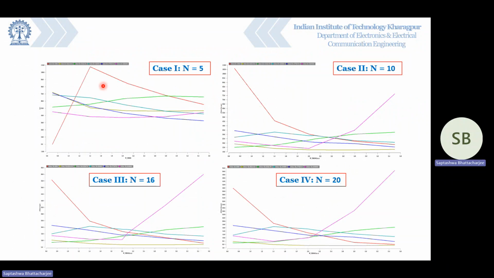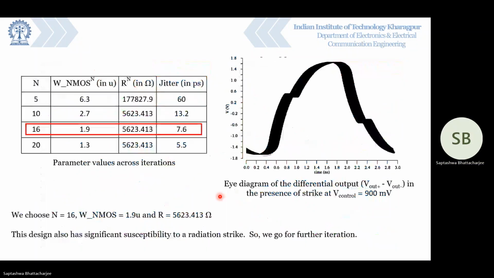So this is a plot of jitter versus WNMOS for different values of R for different values of N. We have taken 4 different values of N: 5, 10, 16, and 20. And this is the table where each entry shows the combination of WNMOS and R for which jitter is minimum for a given value of N. So we have chosen N equal to 16, WNMOS 1.9, and R to be roughly 5.6 kilo ohm, for which the jitter is 7.6 picosecond, that is less than 10 picosecond. And this is the corresponding eye diagram upon a radiation strike. So although there has been improvement in the eye diagram, the jitter has been reduced, but still this is not acceptable. So we go on for further iteration.